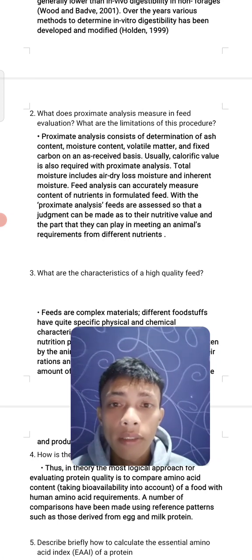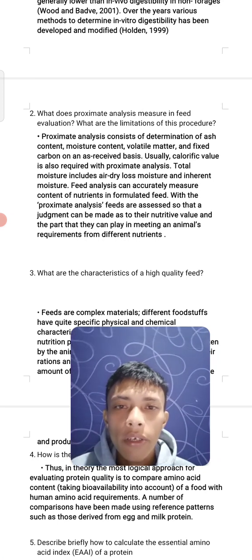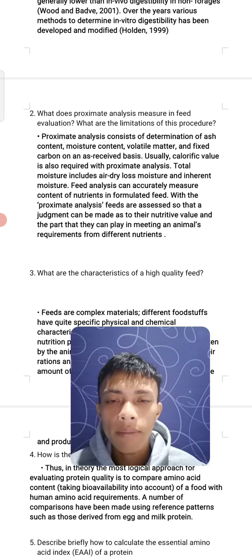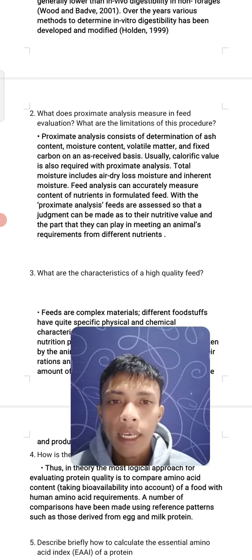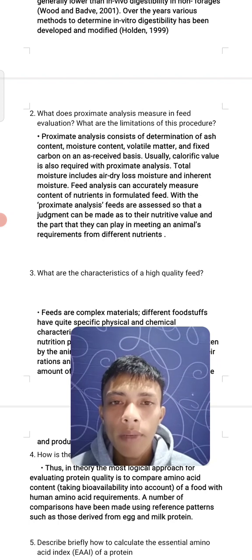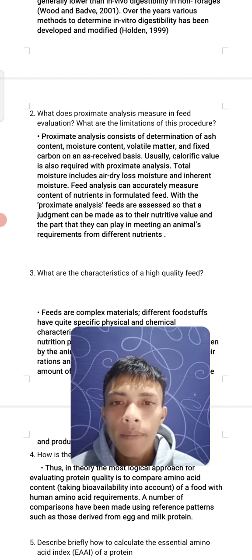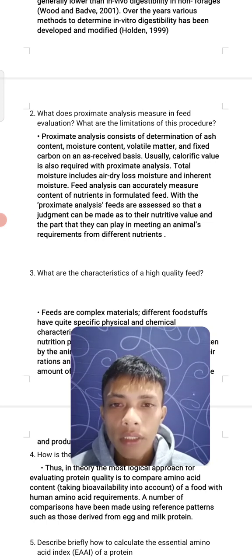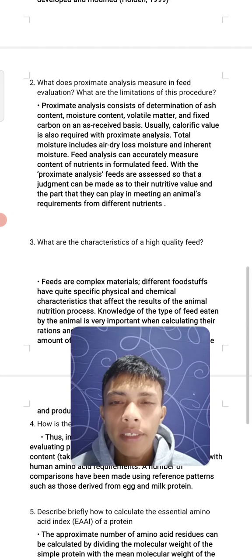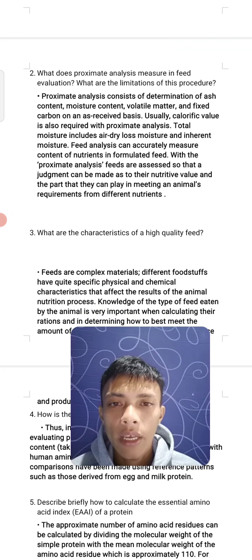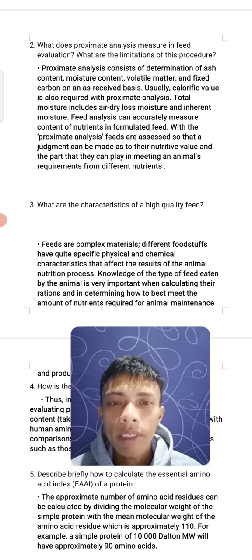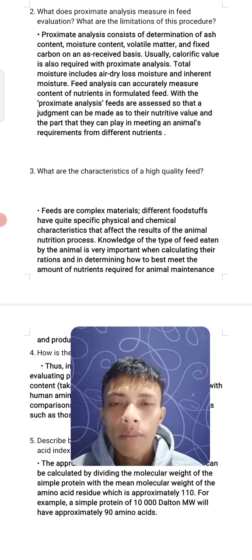Total moisture includes air dry loss moisture and inherent moisture. Feed analysis can accurately measure the content of nutrients in formulated feed. With the proximate analysis, feeds are assessed so that judgment can be made as to their nutritive value and the part that they can play in meeting an animal's requirements for different nutrients.